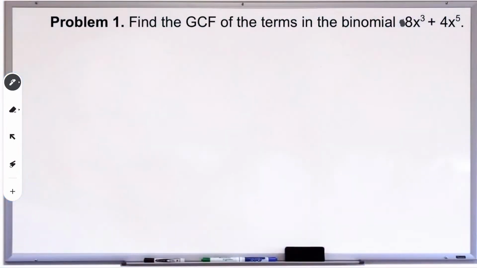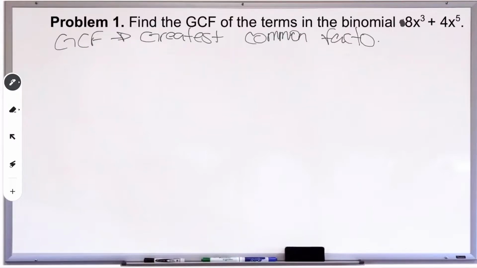Let me remind you what GCF is. GCF is essentially the greatest common factor, which is essentially the greatest number two terms can be divided by. Say you have 3 and you have 9. The GCF between 3 and 9 is the number 3 because it is the greatest factor that you can divide both 3 and 9 by.